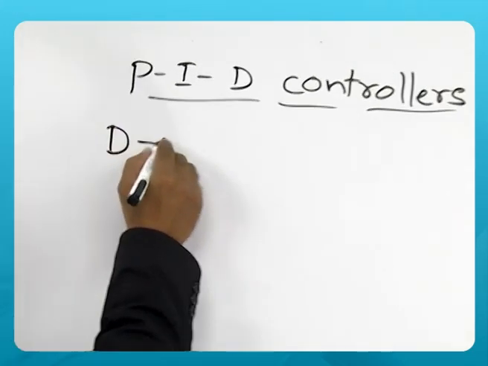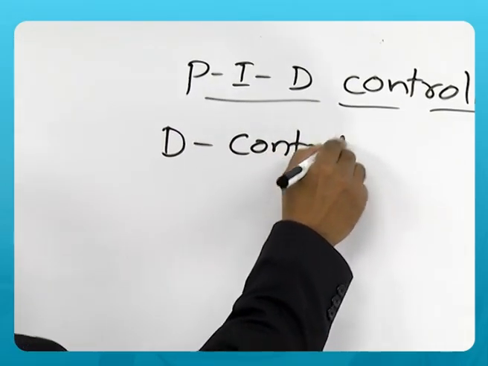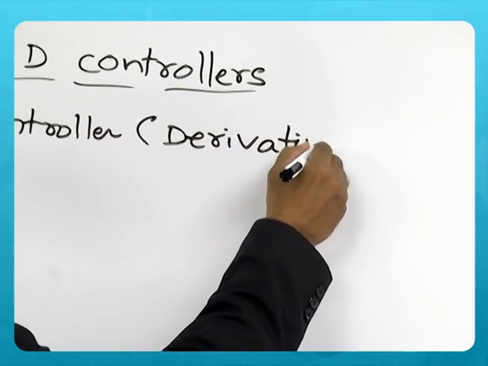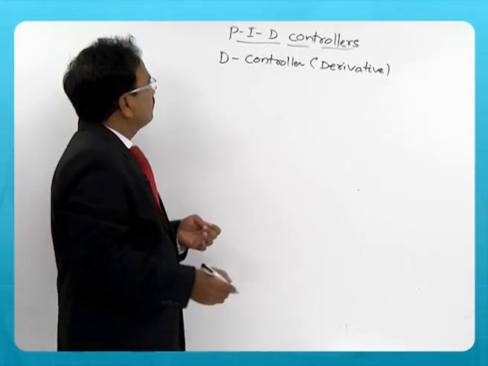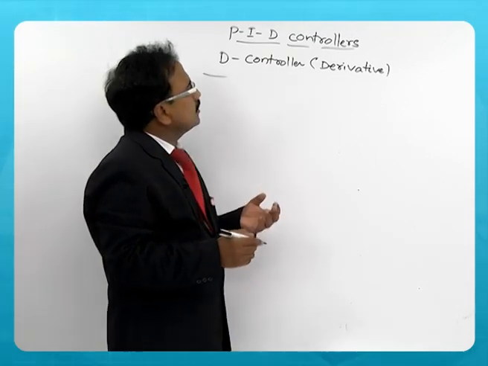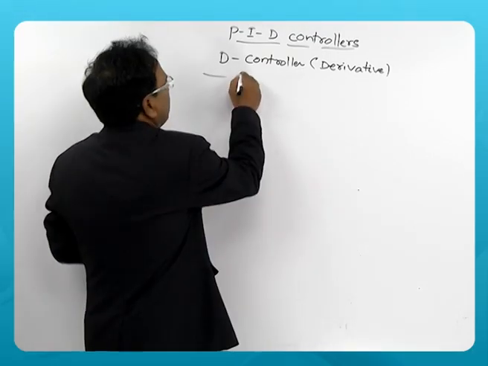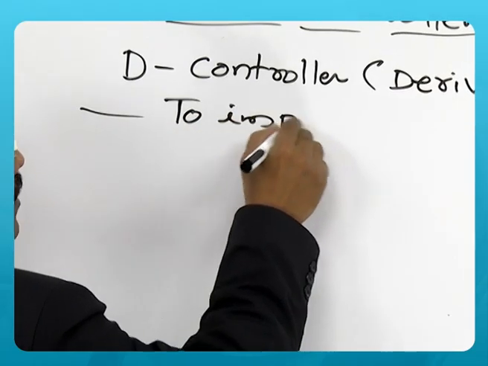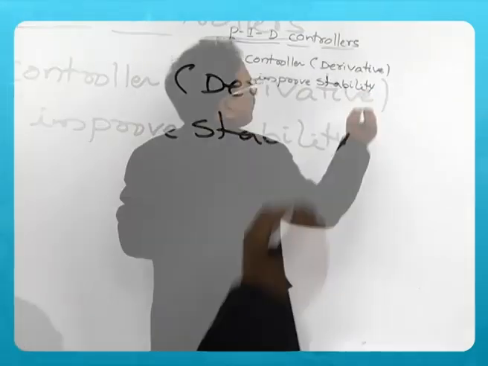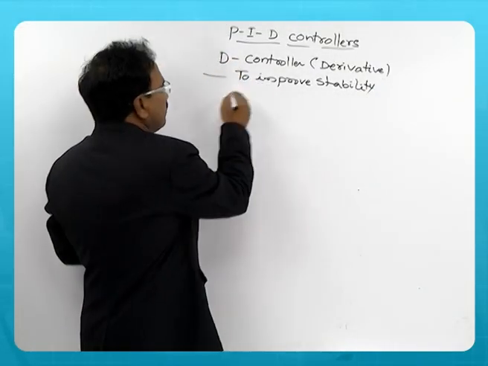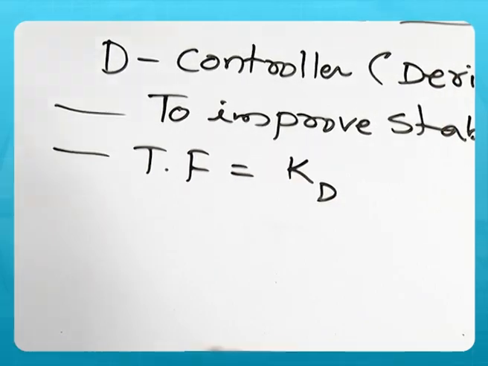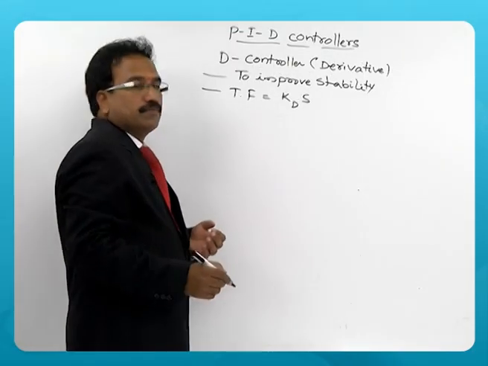The next controller is D. D controller is nothing but derivative controller. The purpose of this derivative controller is to improve the stability, and the transfer function of this derivative controller is derivative constant multiplied by S.